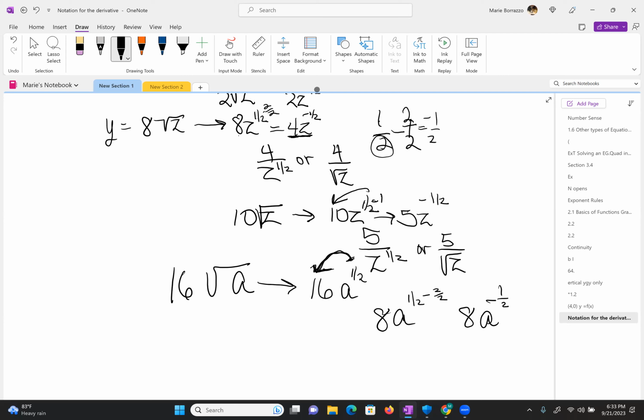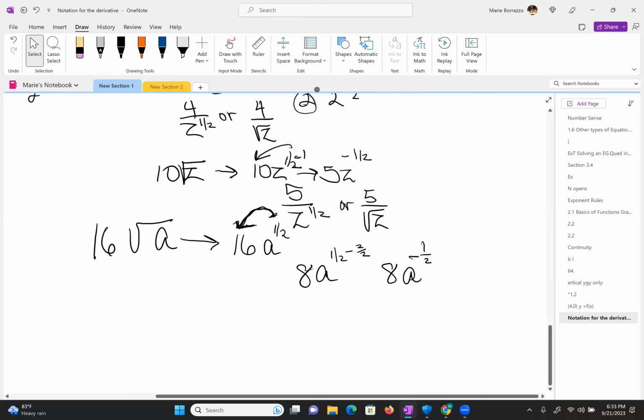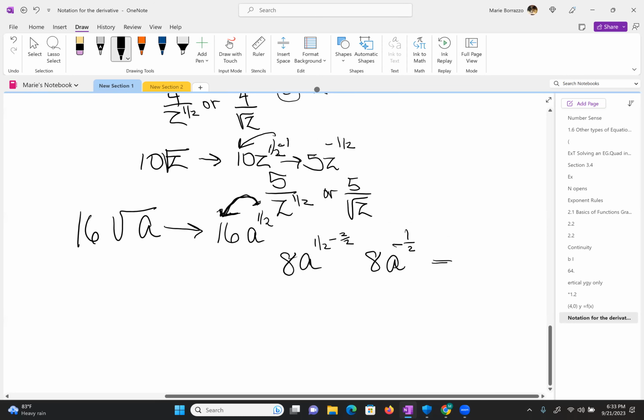What's the last step? Write the exponent as a positive, right? So to do that, I have to bring the a down as a positive 1/2.